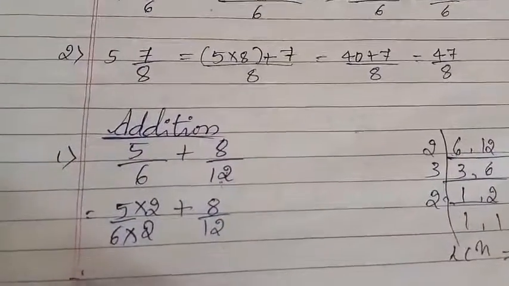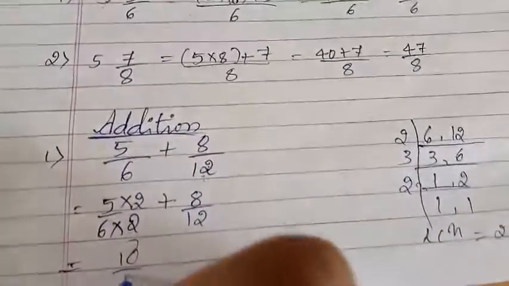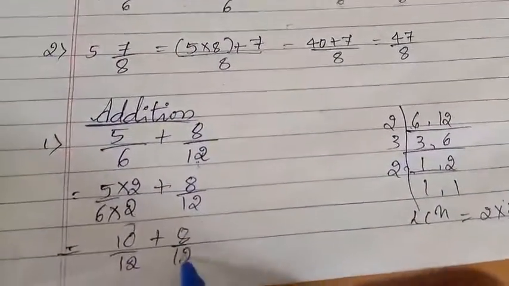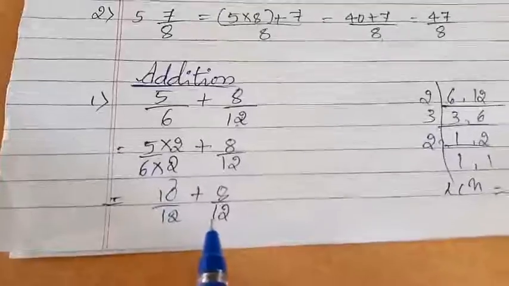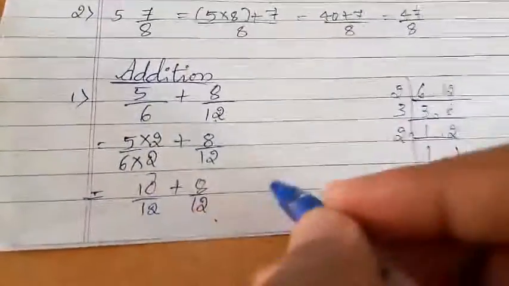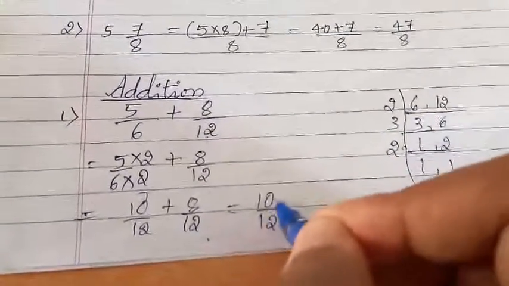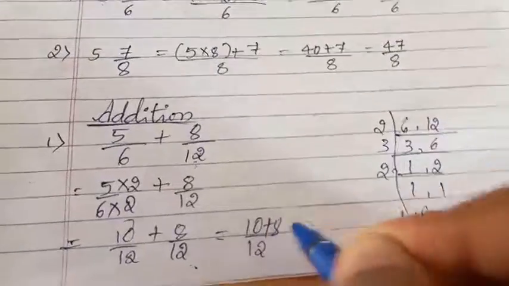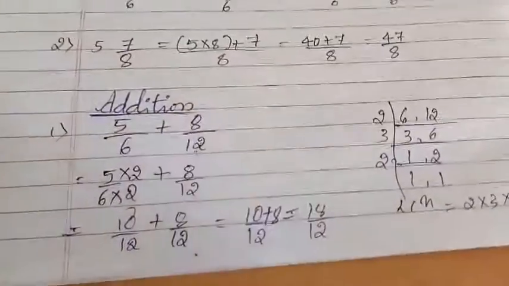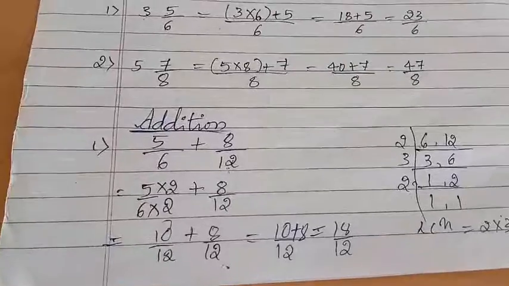Okay, so next, 5 twos are 10, 10 by 12 plus 8 by 12. Now check whether these are like fractions or unlike fractions. Like fractions, because the denominators are the same. So the denominator is 12, so just add the numerators. 10 plus 8, 18 by 12. So 18 by 12 is the answer. This is the way of adding fractions.